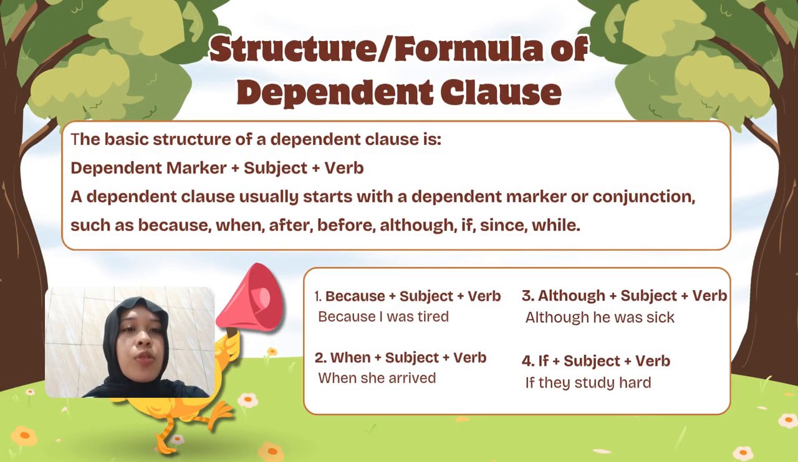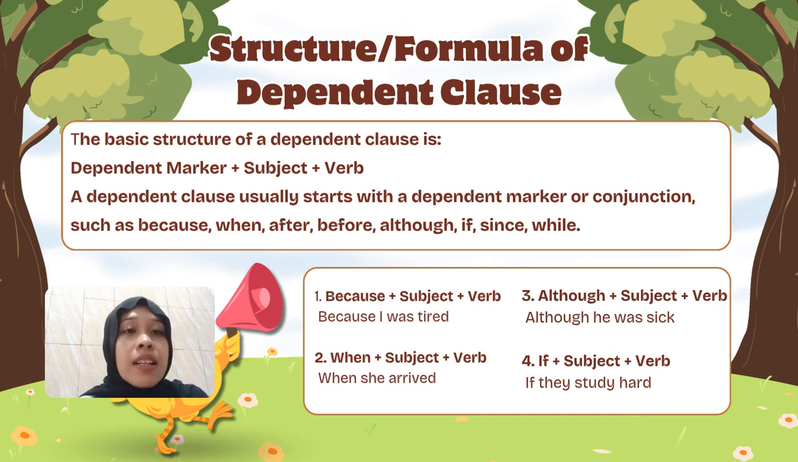Next, structure or formula of dependent clause. The basic structure of a dependent clause is dependent marker plus subject plus verb. A dependent marker is a word that usually starts a dependent clause. Examples are because, when, after, before, although, if, since, and while. For example, because I was tired. Because is the dependent marker, I is the subject, and was tired is the verb or predicate. Another example is when she arrived.